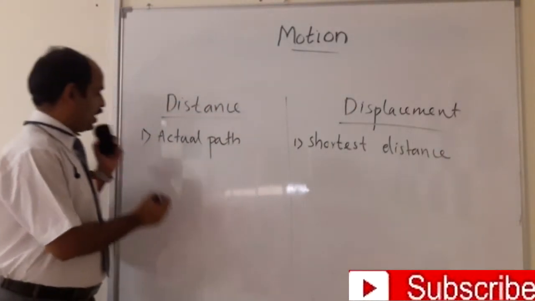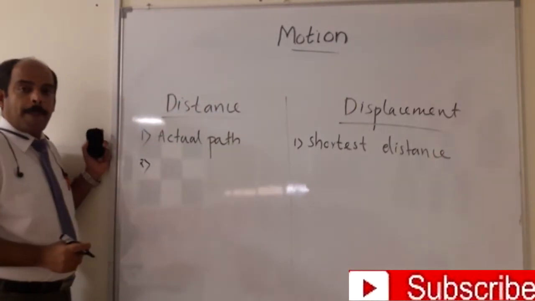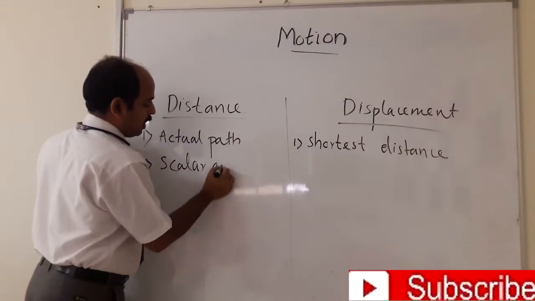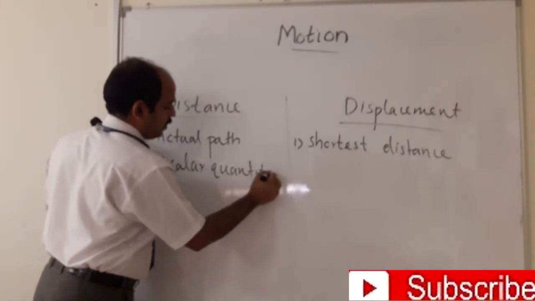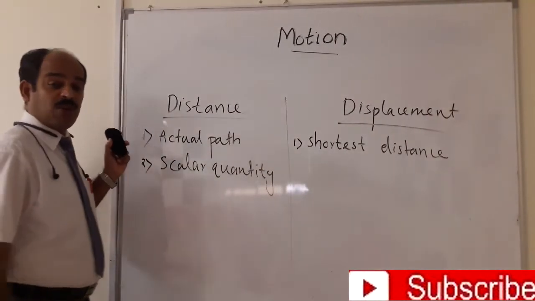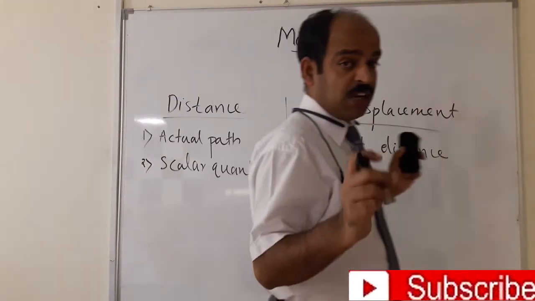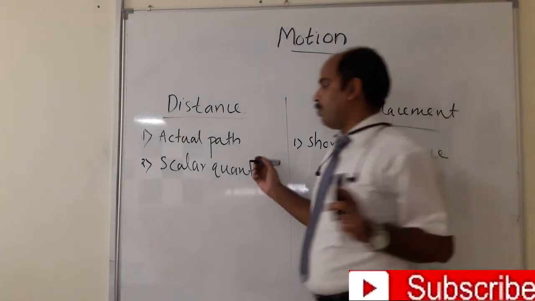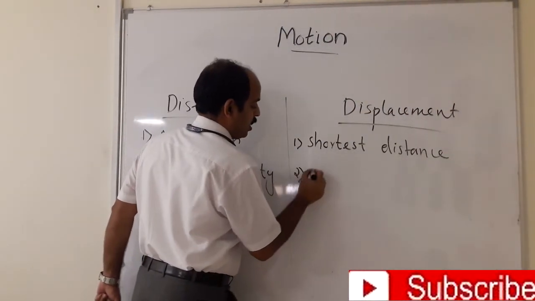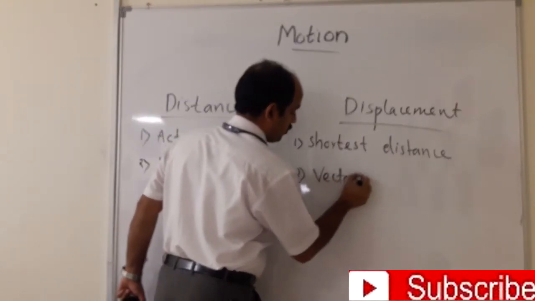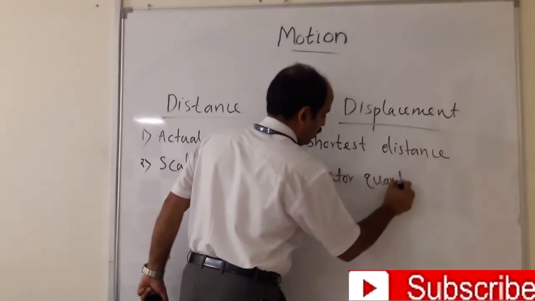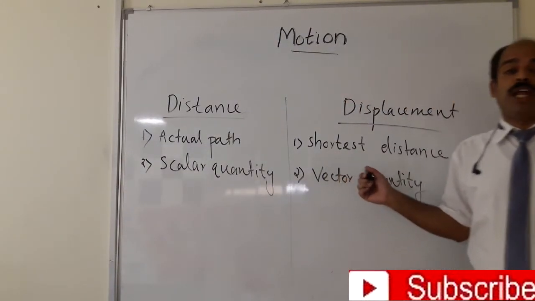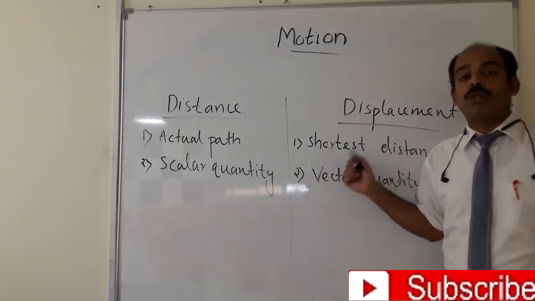Okay. Now, what is the second point? Distance is scalar quantity, right? What is scalar quantity? Scalar quantity is the physical quantity which has only magnitude, only values, right? So what about this displacement? It is vector quantity, right? This is vector quantity because it has both magnitude and direction.